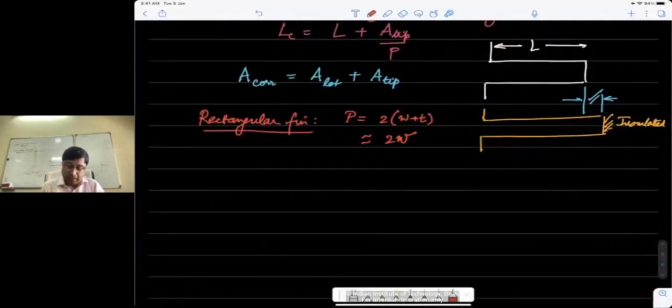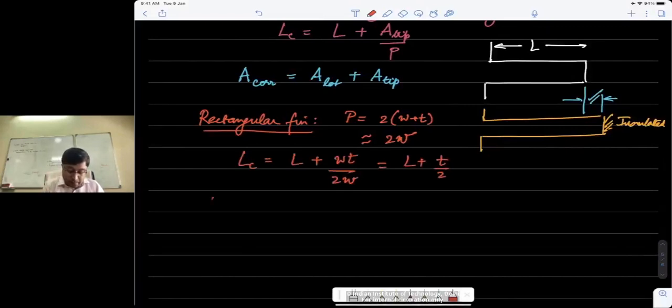So 2W is sort of the perimeter. That means that the corrected length Lc will be L plus the area on the tip, which is W times t, divided by 2W, which is the perimeter. So that becomes L plus t by 2. That becomes the corrected length for a rectangular fin.